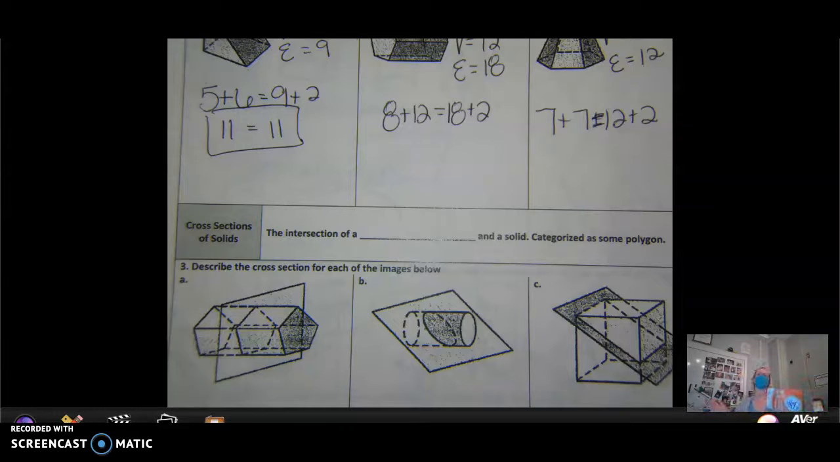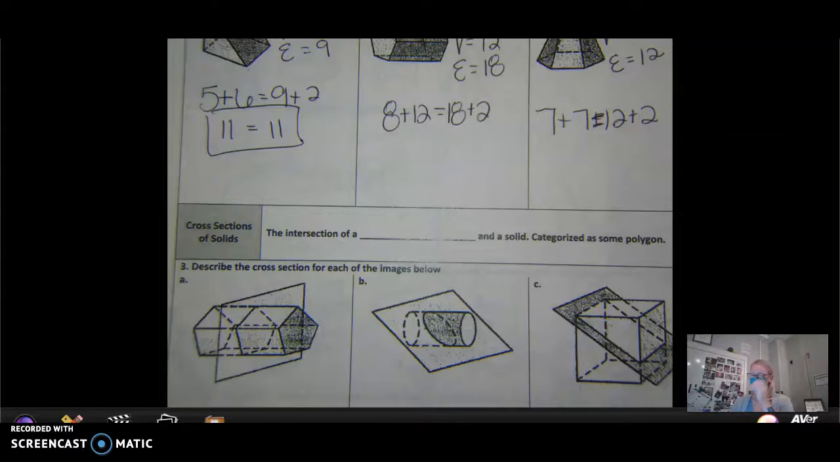Not a triangular prism. Think about if it's Play-Doh and you cut it and you opened it. It would give you a shape on this side and a shape on this side that you cut, and it would be a what? A rectangle. I should have brought in Play-Doh for us to do this. Maybe we can do that on Monday.